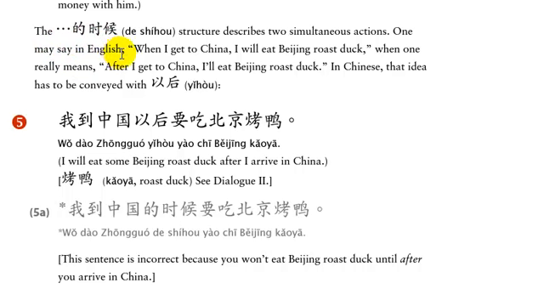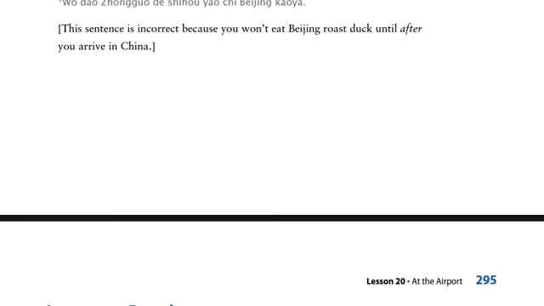The 时候 structure, okay, describes two simultaneous actions. One may say in English, when I get to China, I will eat Beijing roast duck. When one really means, after I get to China, I will eat Beijing roast duck. In Chinese, that idea has to be conveyed with 以后。我到中国以后要吃北京烤鸭。Okay, you can't say 我到中国的时候要吃北京烤鸭. This sentence is incorrect because you won't eat Beijing roast duck until after you arrive in China. Okay, so you have to be careful translating concepts into Chinese from English. And that concludes our grammar lesson.